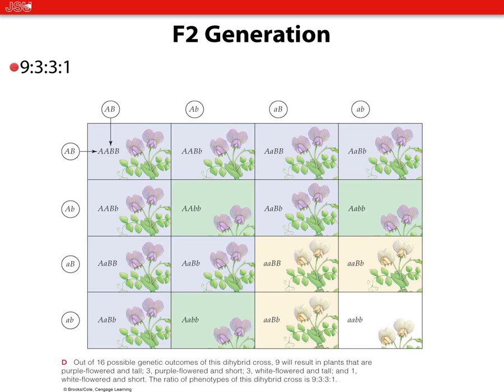A 9 to 3 to 3 to 1 ratio. Know that ratio. 9 to 3 to 3 to 1. 9 showing the dominant phenotype, 3 showing the dominant recessive phenotype, 3 showing the recessive dominant phenotype, and 1 showing the recessive phenotype.